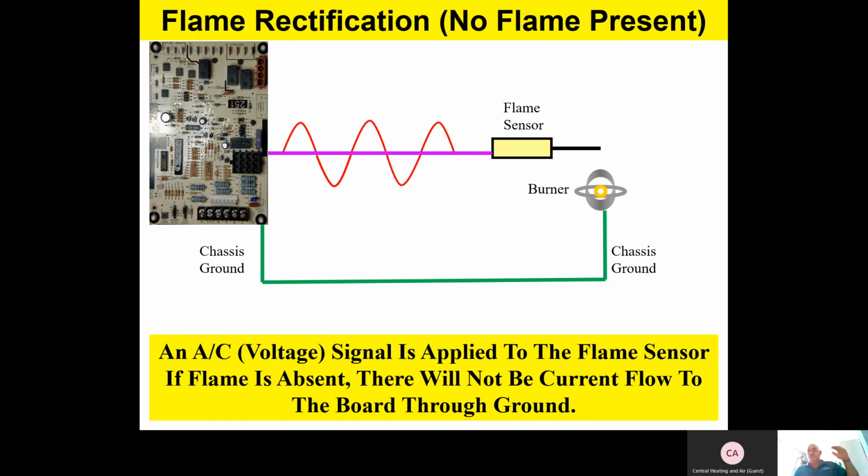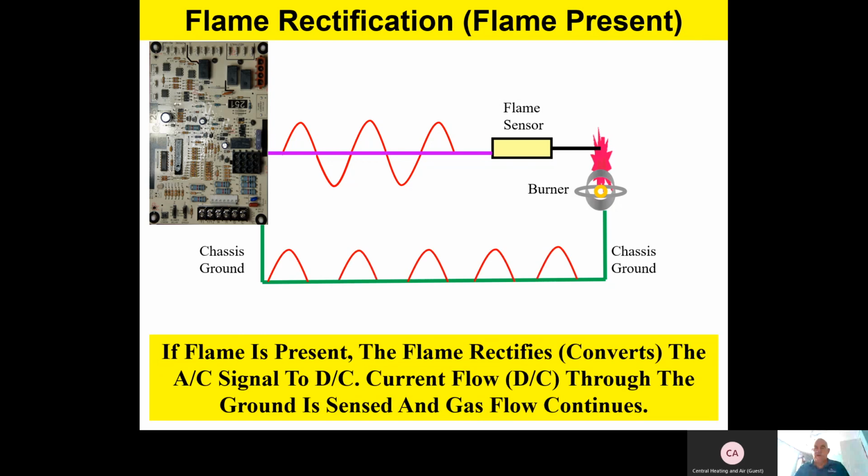You'll also notice that on our Champion product, it's the device on the furnace with a single purple wire going to it, and it's got AC voltage on it all the time. But there's no current flowing because there's no flame present. Now watch this. When we build a fire, or when there's a flame present, that AC voltage actually passes through the flame to chassis ground.